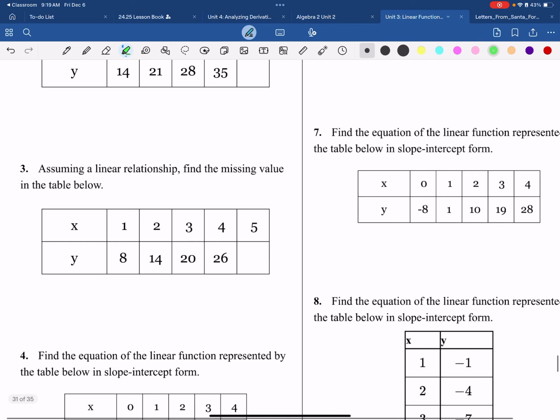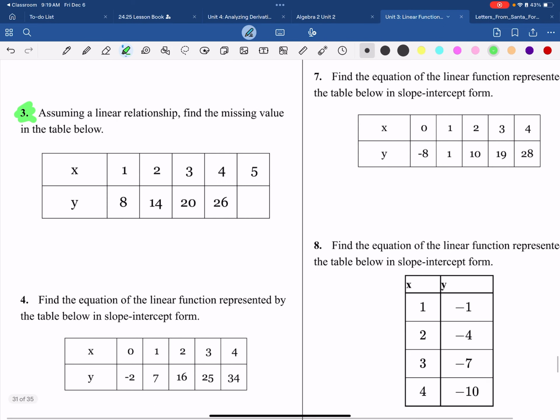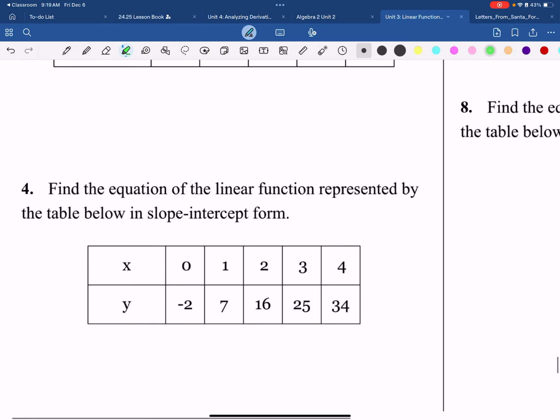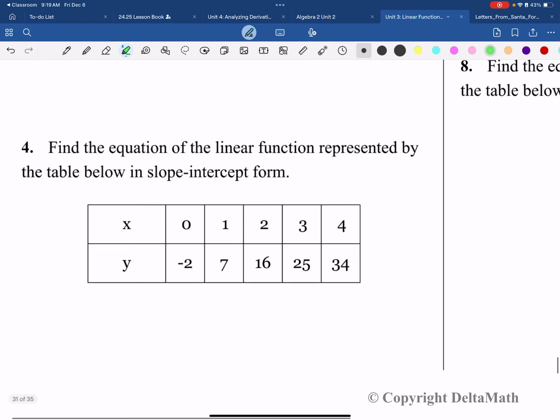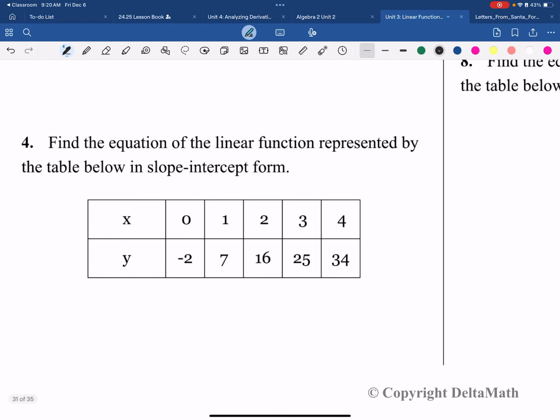So you're going to do number 2, number 3, and number 4. Oh, no, sorry, number 2 and number 3. Number 4 is taking it one step further. For number 4 now, it's saying, let's find the equation of a linear function represented by the table below in slope-intercept form. So I'm going to write y equals mx plus b. And so I need 2 pieces of information. I need my rate of change, which is also my slope, and I also need to know what my y-intercept is, which is my b in the equation.